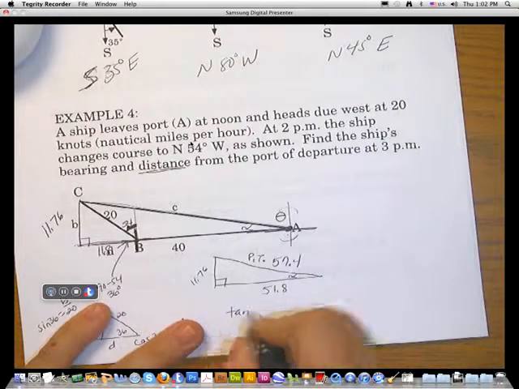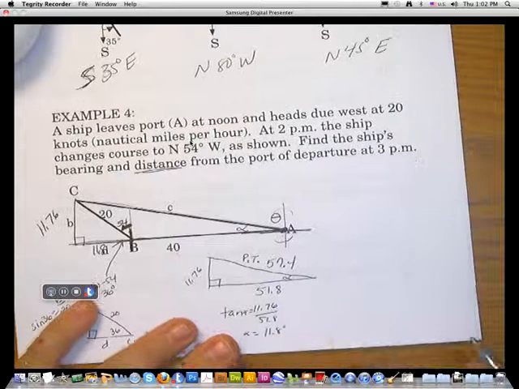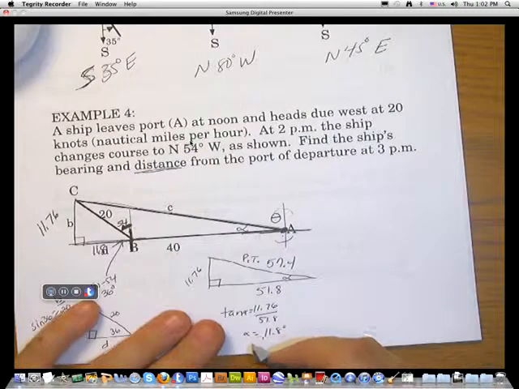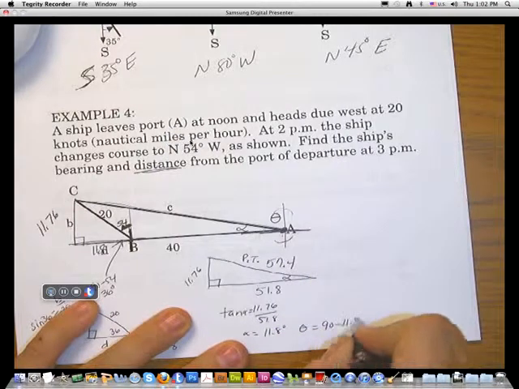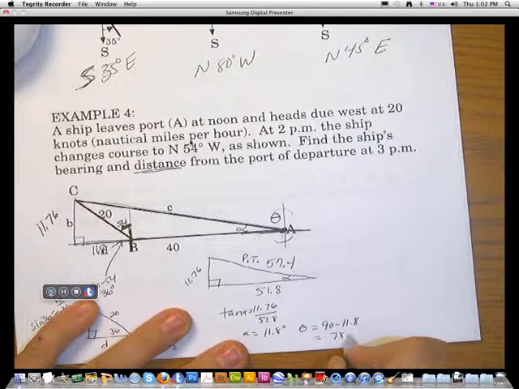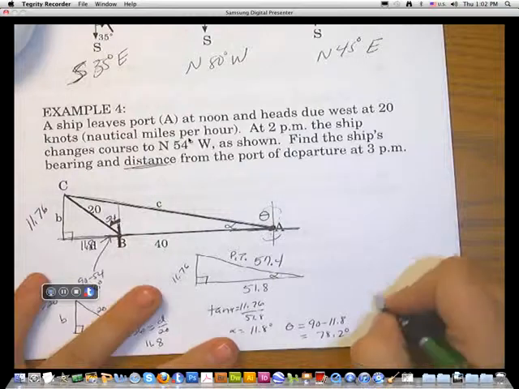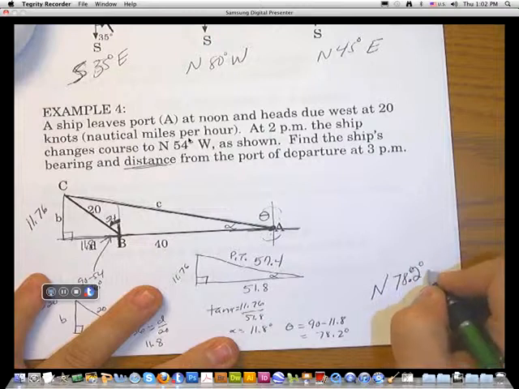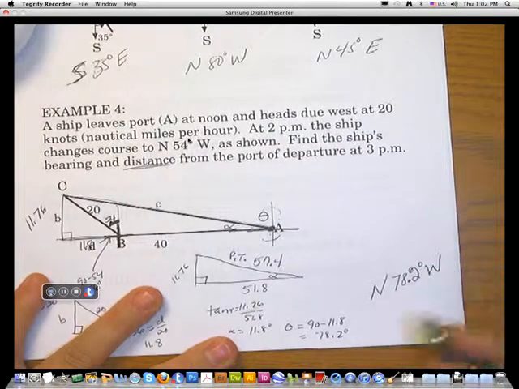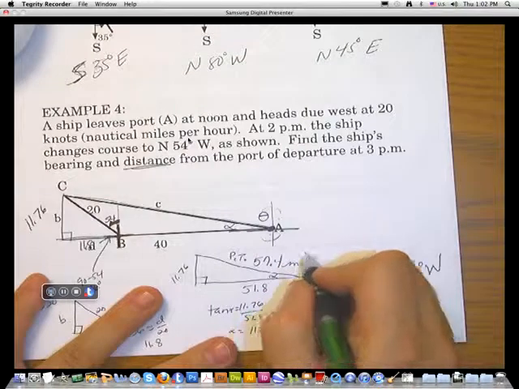I can use tangent, 11.76 over 51.8, so alpha is 11.8 degrees. Therefore, my theta is 90 minus 11.8, so 78.2. Put it in the proper bearing directions. North, 78.2 degrees west. And then 57.4 miles.